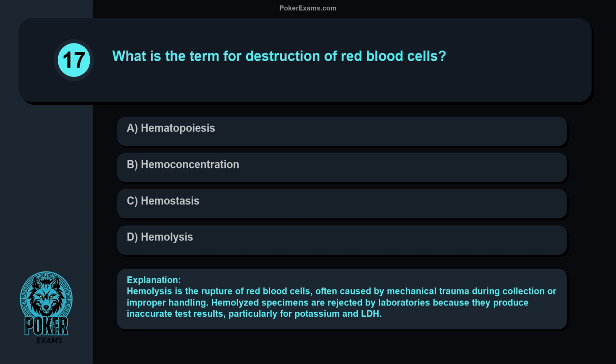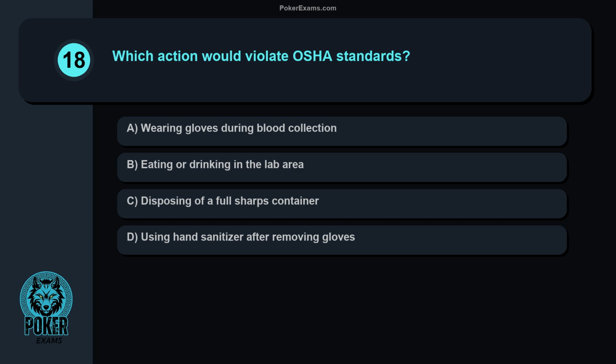Question 18. Which action would violate OSHA standards? Wearing gloves during blood collection. Eating or drinking in the lab area. Disposing of a full sharps container. Using hand sanitizer after removing gloves.